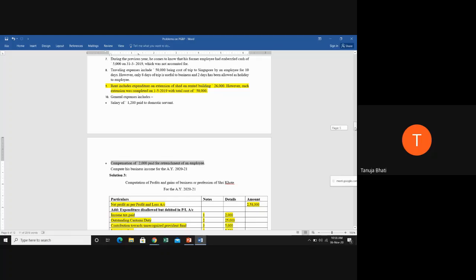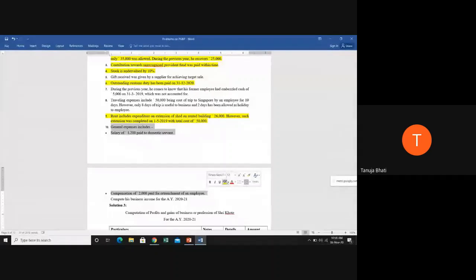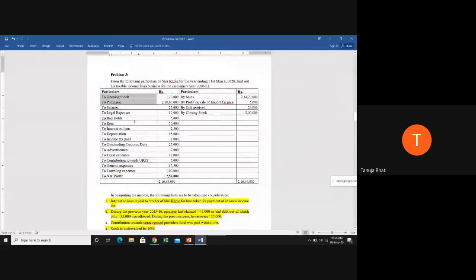Okay. So we have completed point number 10 as well. Okay, so we have completed all the expenses. Now let us quickly see the income side.